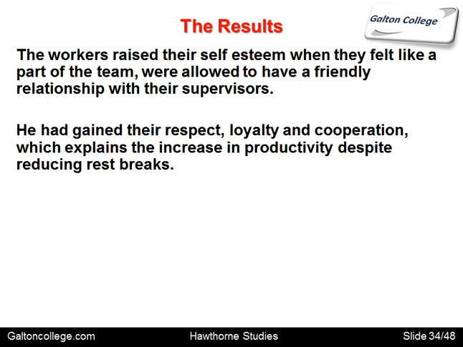But it indicated to Mayo that people are more complex. They're not just responding to money, to the wages. They're responding to the whole working environment.